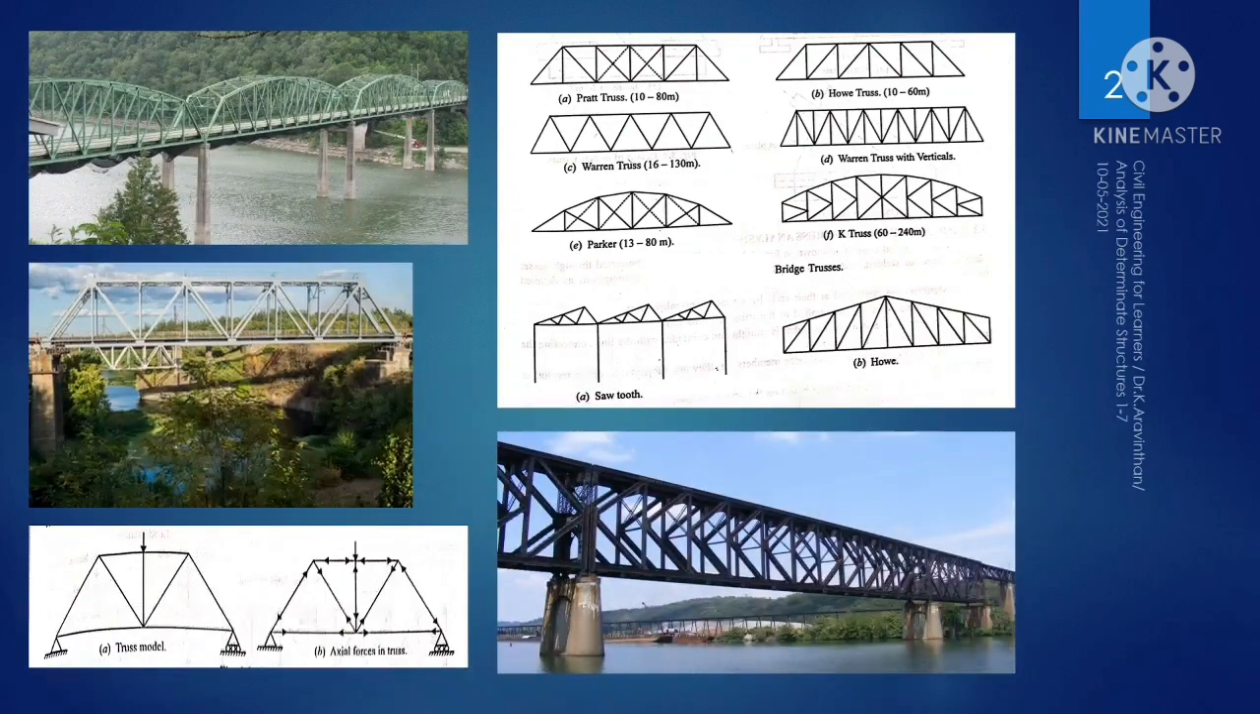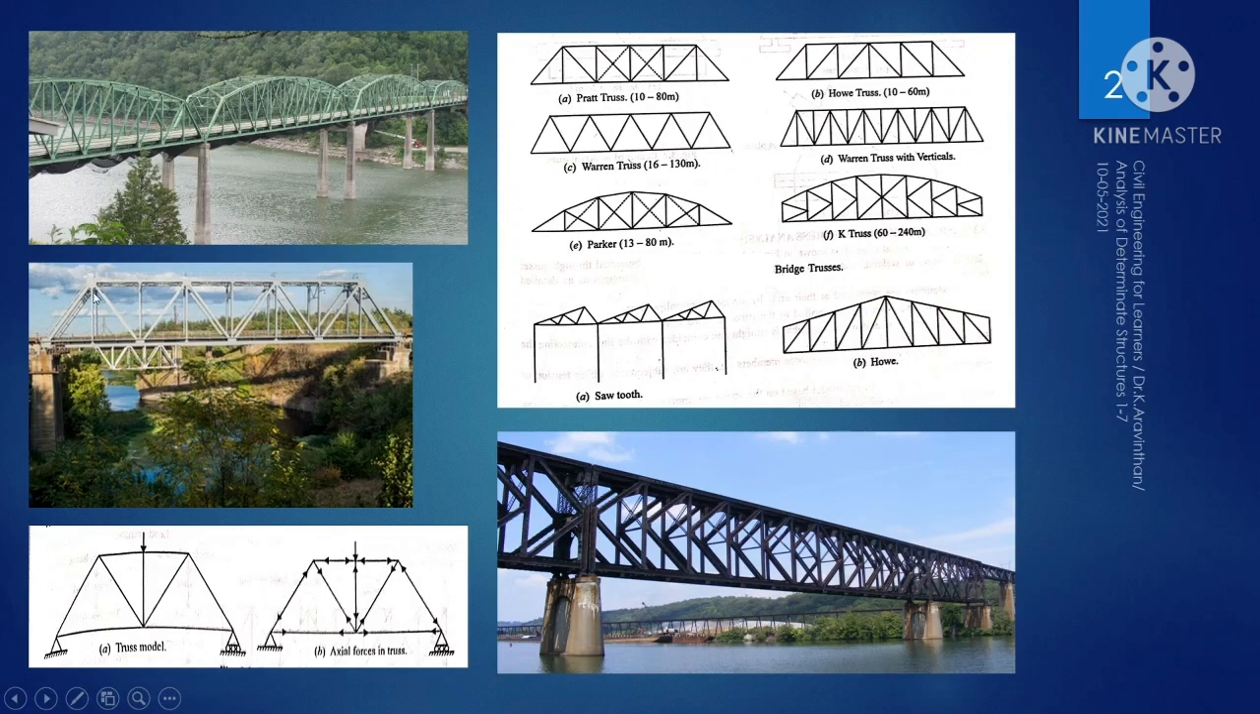In practical cases, you can see the different types of trusses. This is a Warren truss with verticals. You can see the vertical elements here, and this is the bottom chord and this is the top chord. So these are the technical details that I will discuss with you. You can just observe the shapes.